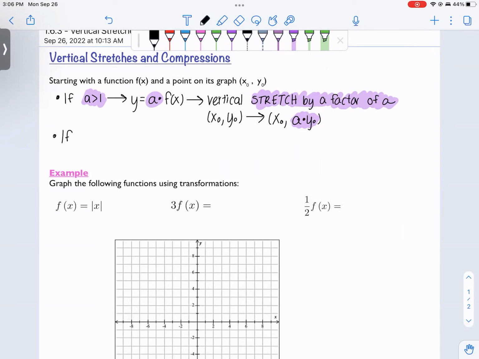On the other hand, if you have a value between 1 and 0, 0 and 1 is what I should have said, 0 and 1.